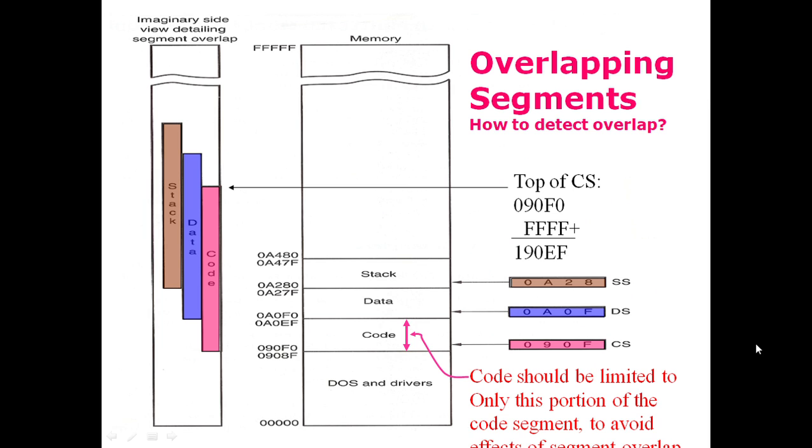We must be careful that the code should be limited to only the non-overlapping part of the code segment to avoid offset of segment overlap. To protect code from overwriting, code should be stored or used only in this part of the code segment. When code is stored in the overlapped part of the segment, then that code can be corrupted.